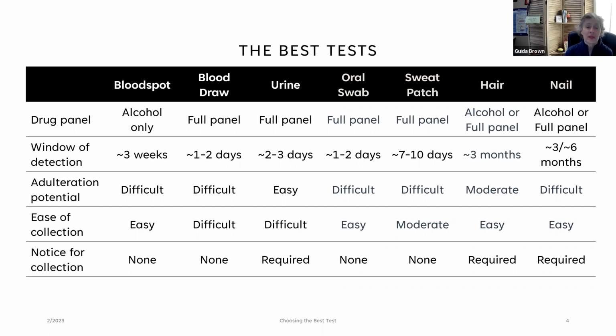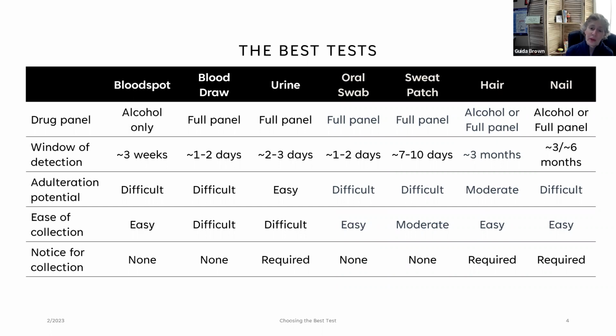A blood draw, we can test all drugs in a blood draw. We can do a full panel, but that window of detection is only looking back about 1 to 2 days. Again, difficult to adulterate that because we're drawing the blood right out of the body, but it's also difficult to get that. We don't typically have somebody sitting around who's able to do a blood draw. They don't need notice for collection. If they're there, they have blood in their veins, they're able to provide that sample.